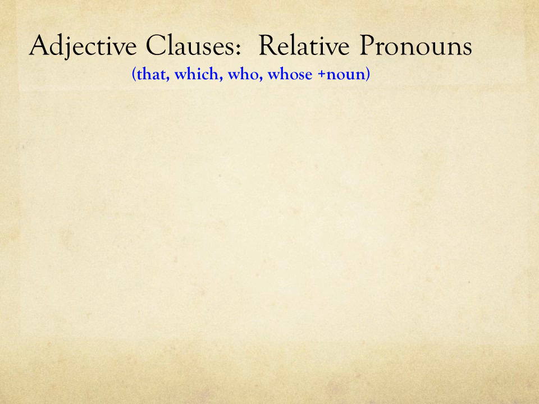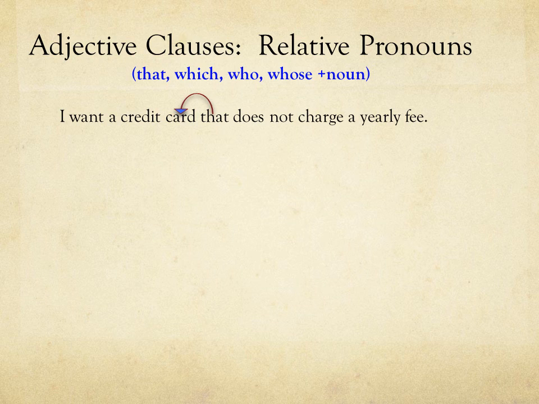Adjective clauses begin with a relative pronoun. We'll start with these: that, which, and who, or a combination of whose plus a noun. Let's look at some examples. I want a credit card that does not charge a yearly fee. The adjective clause, that does not charge a yearly fee, begins with that, and it describes the word card.